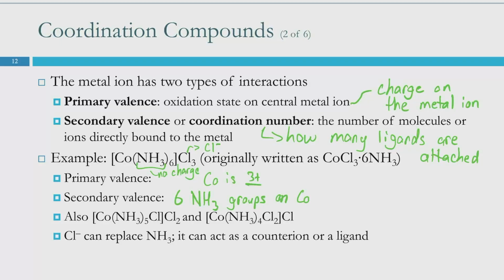You can also have these other coordination compounds that are related. They're not exactly the same. So some of those chloride counter ions, for example, might make their way in, swap out one of the ammonias, and form a different coordination compound. So our complex ion, in this left example, we'd have 5 ammonias and 1 chloride. It'll have the same primary valence and secondary valence, but it's going to be a different compound. We could also swap out 2 of these ammonia groups for the chlorides. So our Cl could replace the ammonia. It can act as either a counter ion or a ligand.